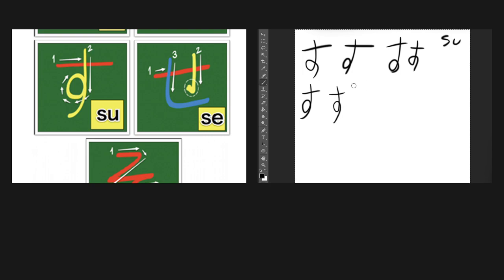So, next we'll do "su". Oh boy, that's a little funky. So we're doing a horizontal line, and then a little swoop. Not quite like that, though. Maybe I should try slowing down. So, down, swoop, and then out. That's not that great.